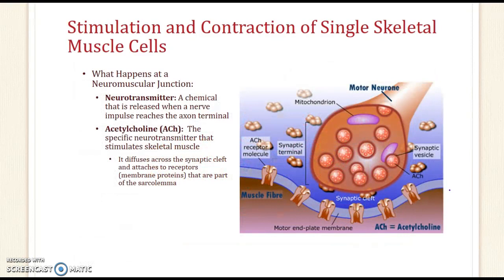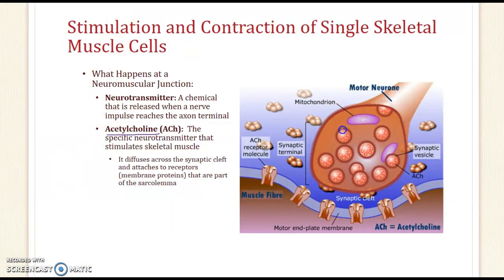So what actually happens here? How does this all work? So what happens is your neuron is going to release what's called a neurotransmitter. A neurotransmitter is a chemical that's going to just cause something to happen. And there's a very specific neurotransmitter used for muscle contraction called acetylcholine, or ACh for short.